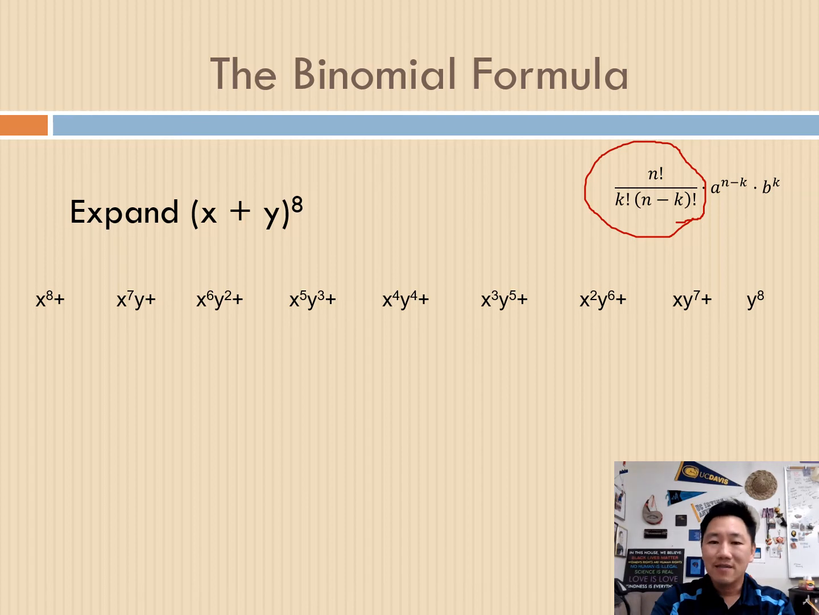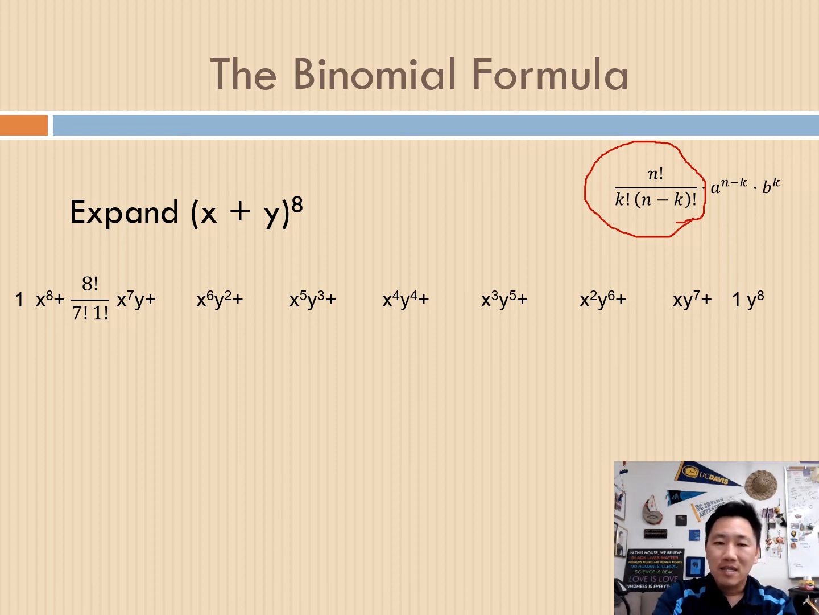All right, it is n factorial over k factorial times n minus k factorial. So basically, we know that the first term is going to be 1 and the last term is going to be 1. Don't forget about that. But then this term, here's how the binomial formula works.